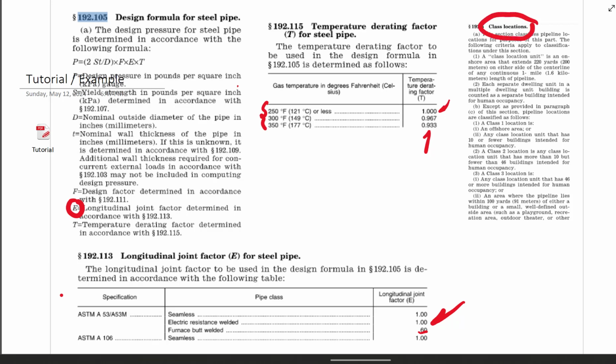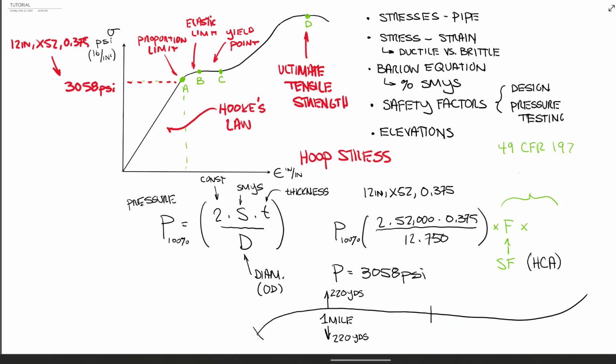So if you guys ever have a chance, 192.105, which is right here, is a good section just to review to get a little bit more background on it. And like I said, this is law. Code of Federal Regulations is actually law. It's you shall do this. But this is a good background just to take a look at if you want a little bit deeper context to what we're going over. So back to the class locations.